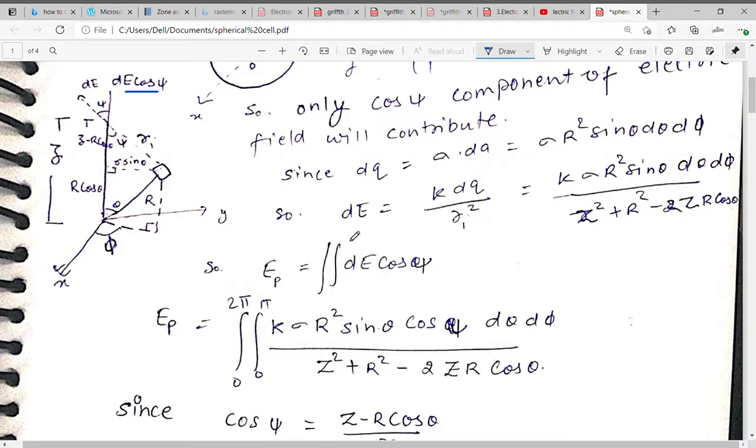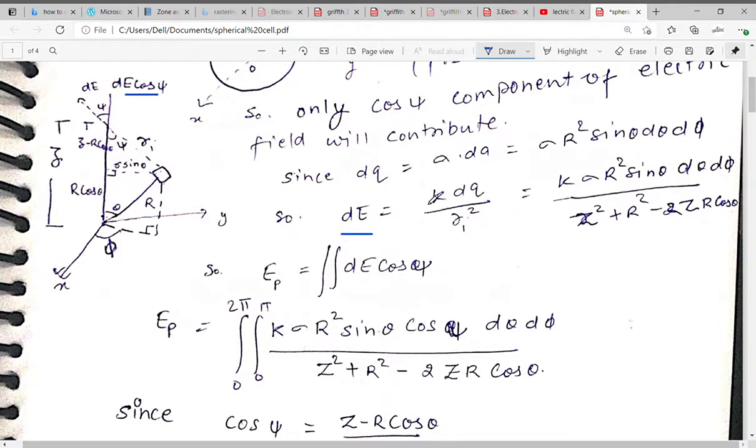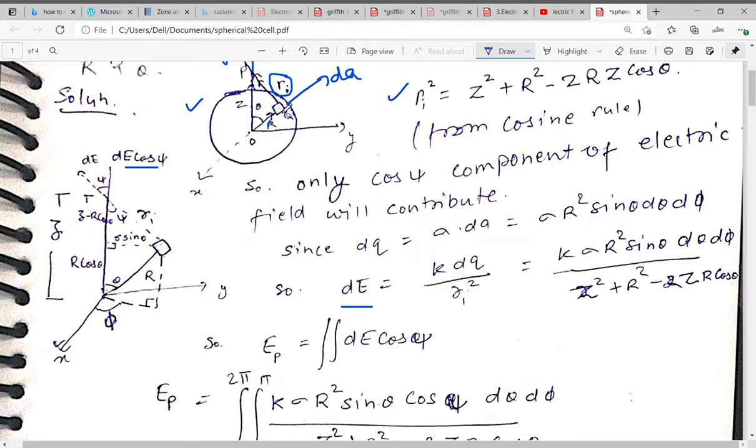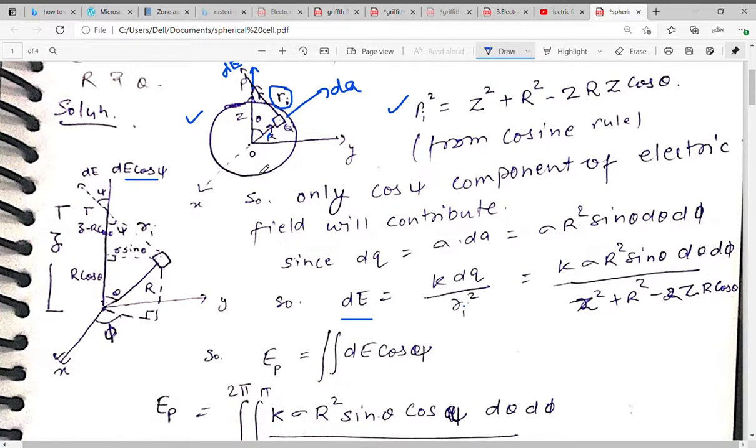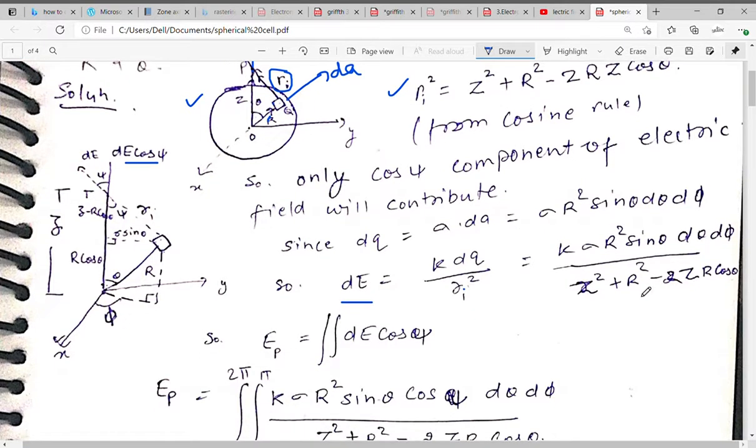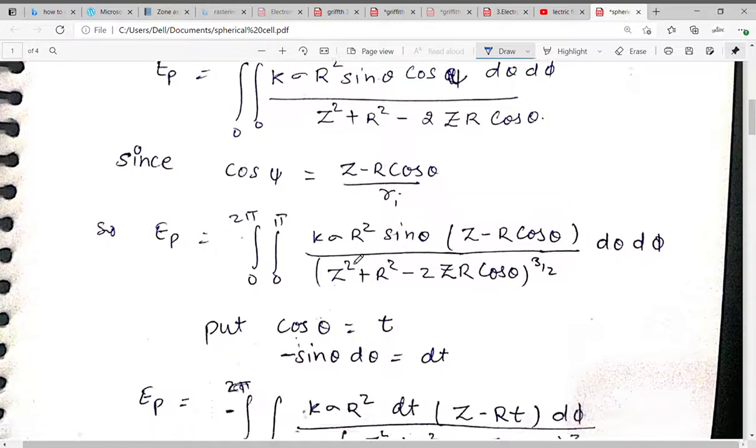So the electric field is basically given by k dq upon ri square, because this is a small charge dq, so this area element contains this dq charge. Ri is the distance between the source and the observation point. So dq is basically sigma dA, and dA is r square sin theta d theta d phi, because r is constant, so dr is not included here.